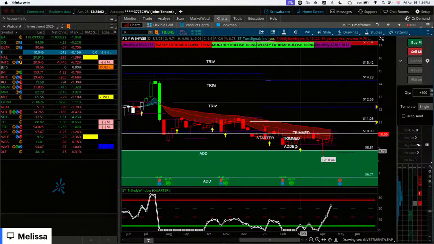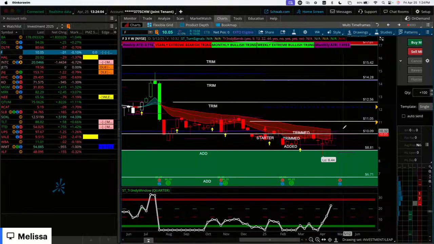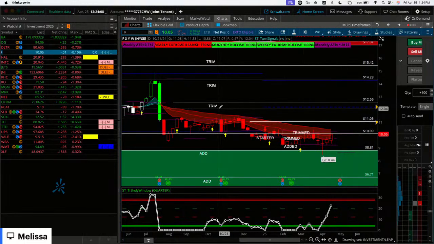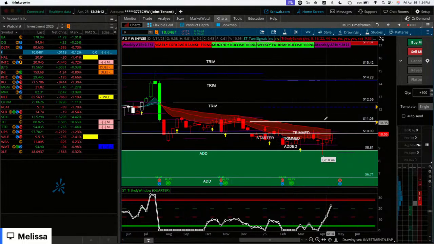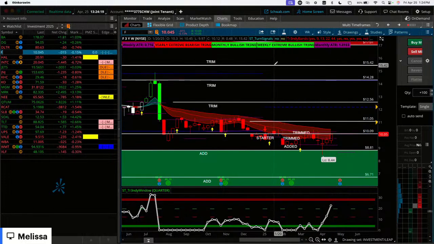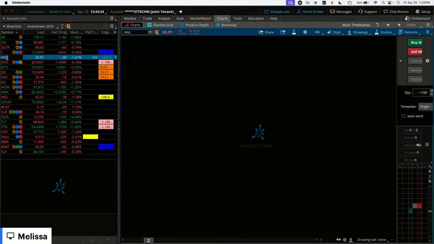I do have break even stops on them because we have taken profits, but other than that, nothing else for me to do. Again, already have the bids in. I do not need to micro manage these trades. What else? Halliburton has not been working. Here's one that's not working.